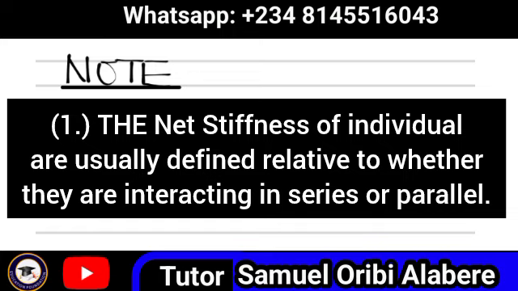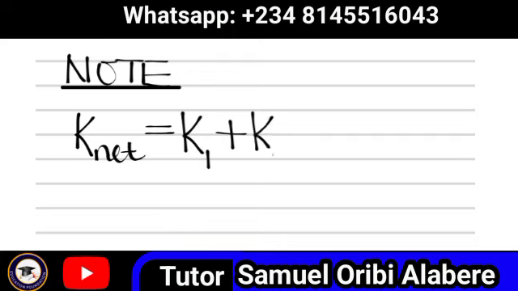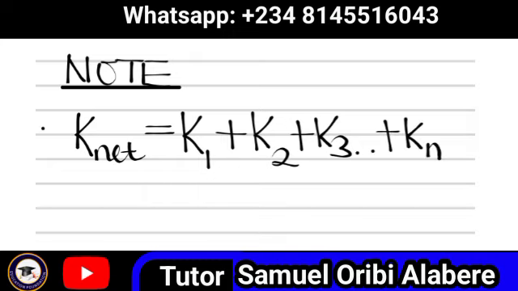Our second point is that when different materials with individual stiffnesses interact in parallel, their net stiffness is defined using the formula. In other words, their net stiffness, which is represented by K net, will then be equal to K1 + K2 + K3 + ... + Kn. K1 to Kn represent the individual stiffnesses of each material.